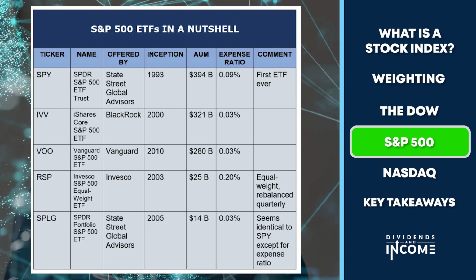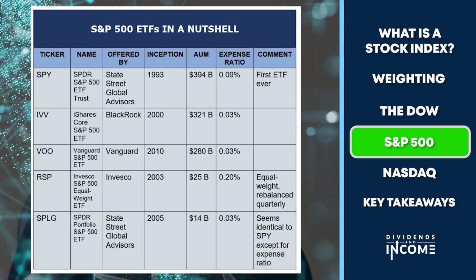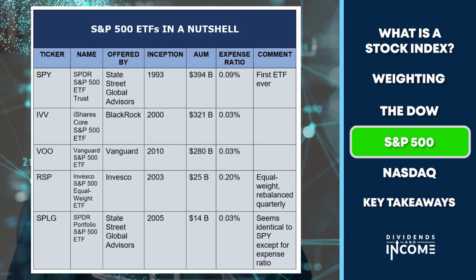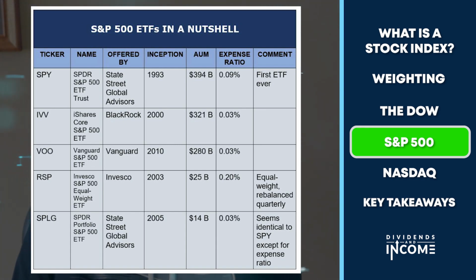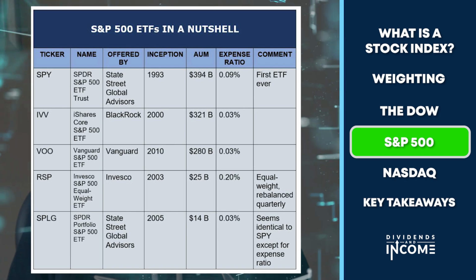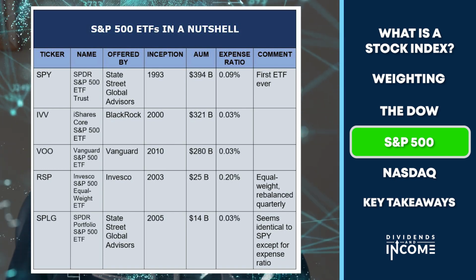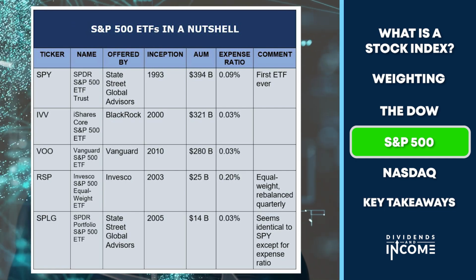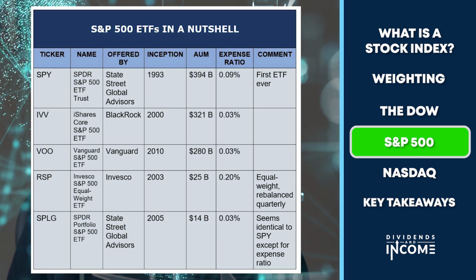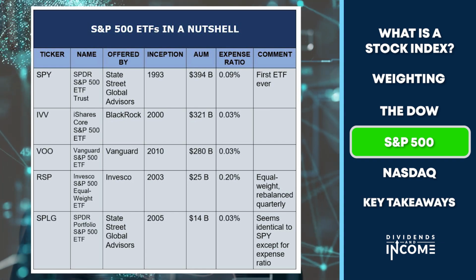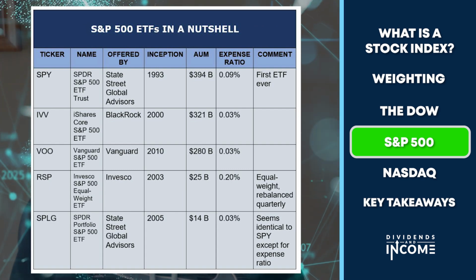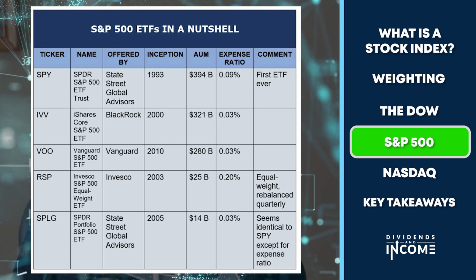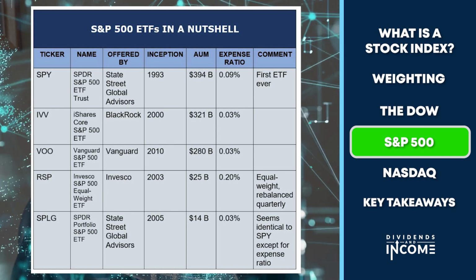Just notice the expense ratio. SPY has what would be considered a low expense ratio at 0.09%, but the similar indexes from ETFs from BlackRock and Vanguard have even lower expense ratios, practically negligible at 0.03%. The next one down in this table is RSP. That is the largest equal weighted version of the S&P 500. It's brought to us by Invesco. It was introduced in 2003, and it has $25 billion invested in it and a semi-reasonable expense ratio of 0.2%.